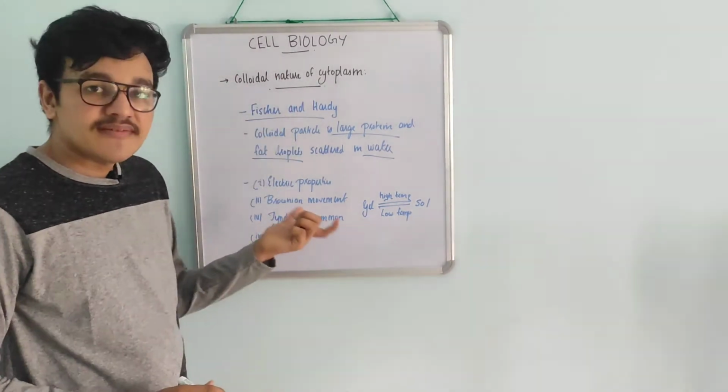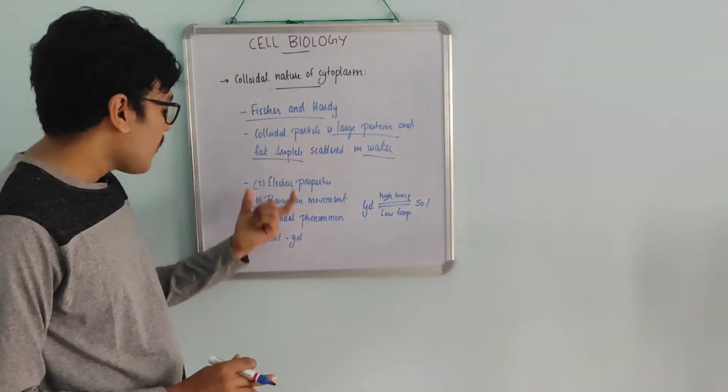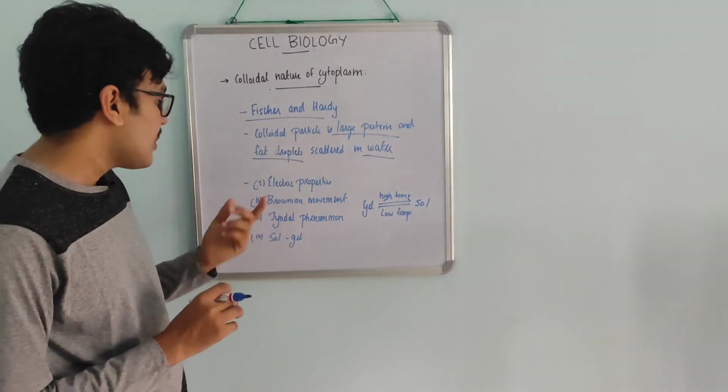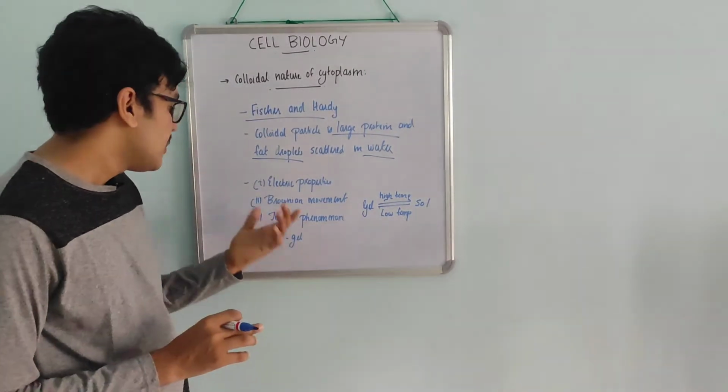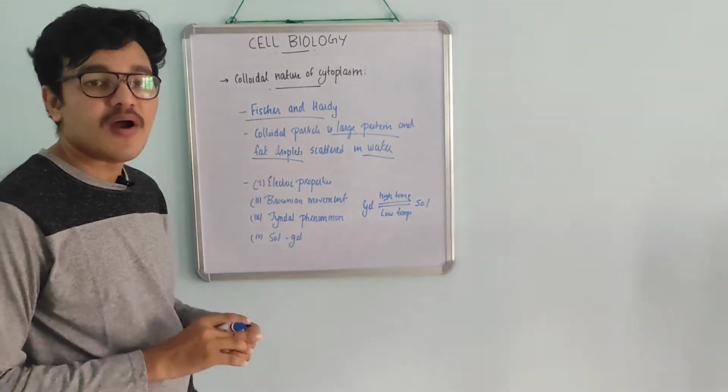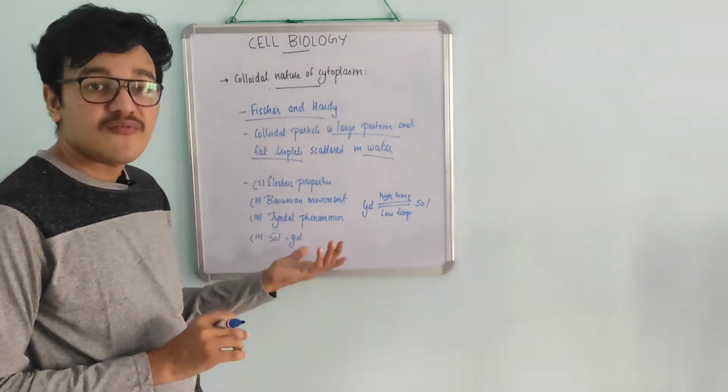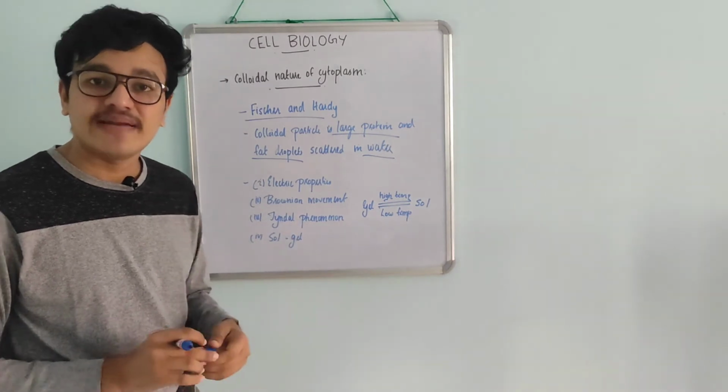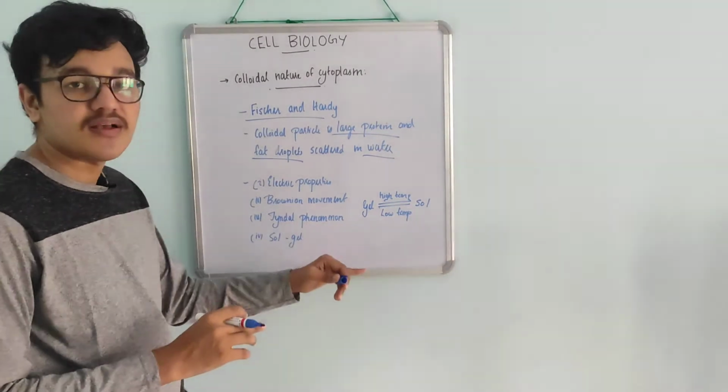The colloidal nature of cytoplasm gives us some properties. The first is that it gives electrical properties to the cytoplasm. There is Brownian movement, which is the zigzag movement of particles. And also the Tyndall effect. The Tyndall phenomenon is the scattering of light by a colloid, and that is also observed in cytoplasm.